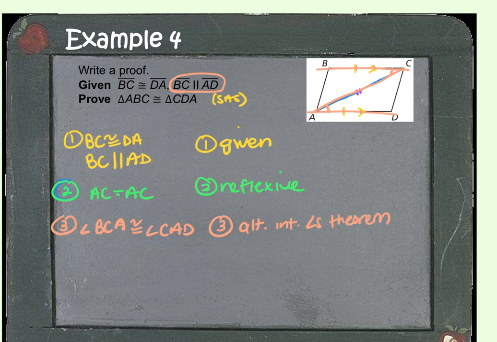And now I've got both pairs of sides and the included angle, which means triangle ABC is congruent to triangle CDA. And my reason, side angle side.